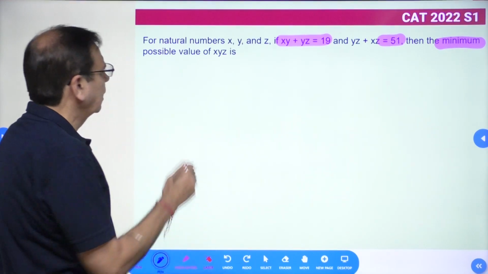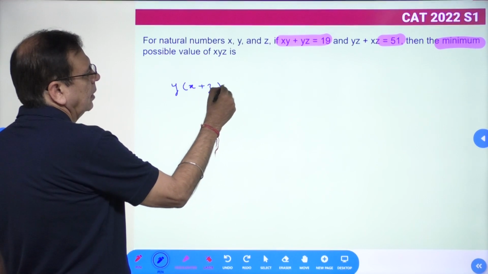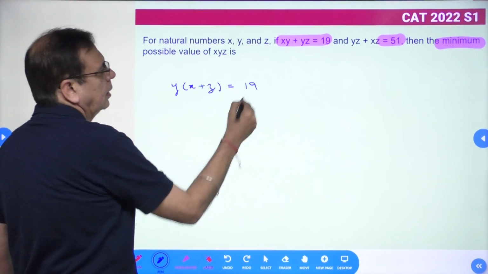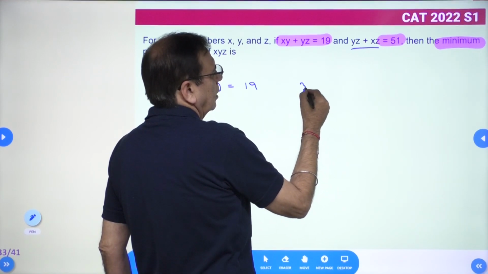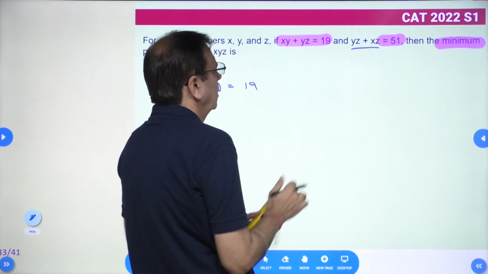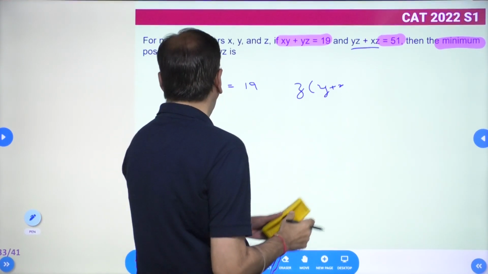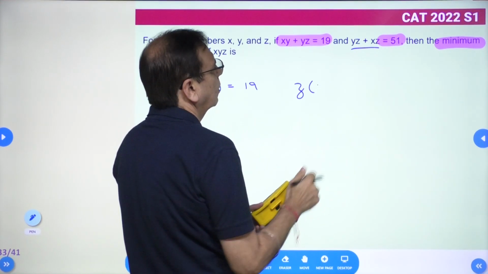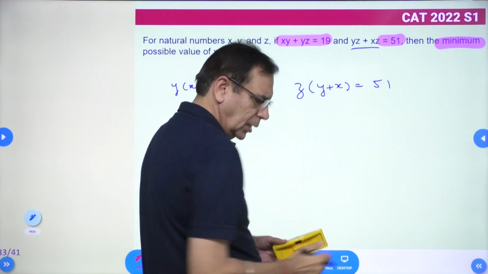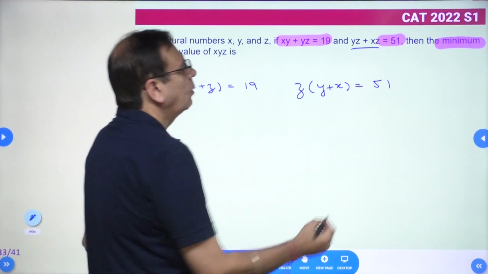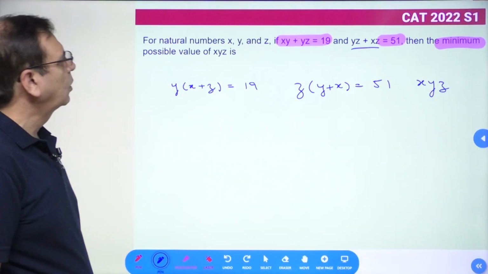Let me write it down neatly again. y common, x plus z is equal to 19. And what is the second equation? Here I can take z common: z into (x plus y), z into (y plus x) is equal to 51. And what do we want? We want the minimum value of xyz. The minimum value of xyz is what we are looking for.